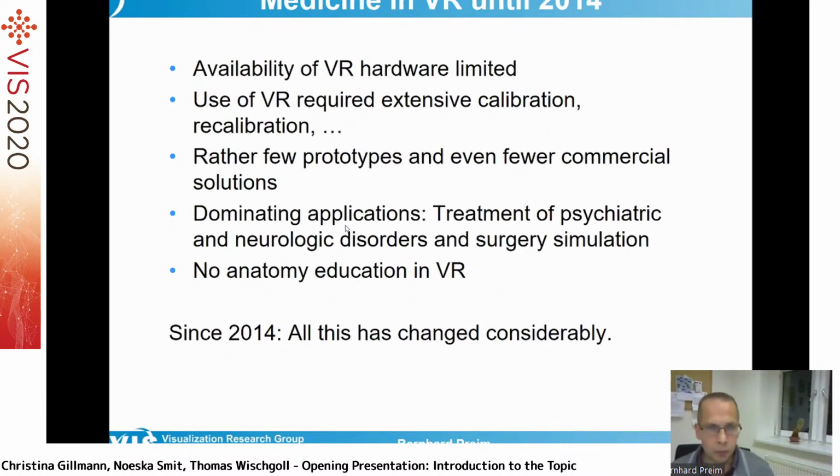When we look at the situation until 2014, the availability of VR hardware was very limited. That was hardly affordable. Not only was it expensive to buy, but also it was expensive to maintain it. You had to spend a lot of money over and over again. So there were few prototypes, even fewer commercial solutions. The only thing that was already quite successful before 2014 was treatment of psychiatric and neurologic disorders.